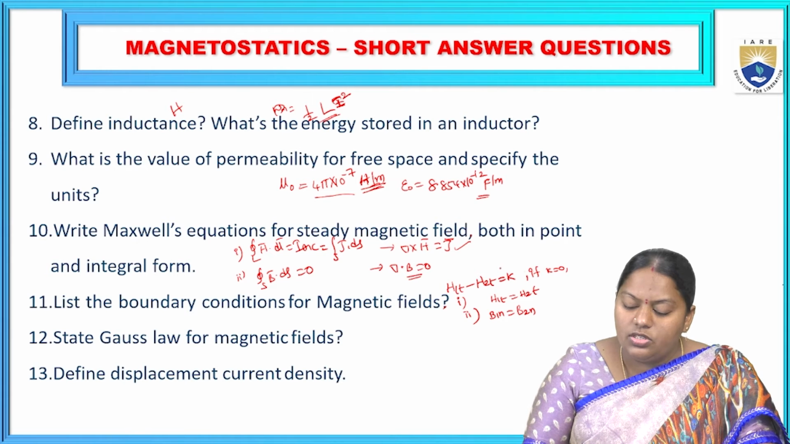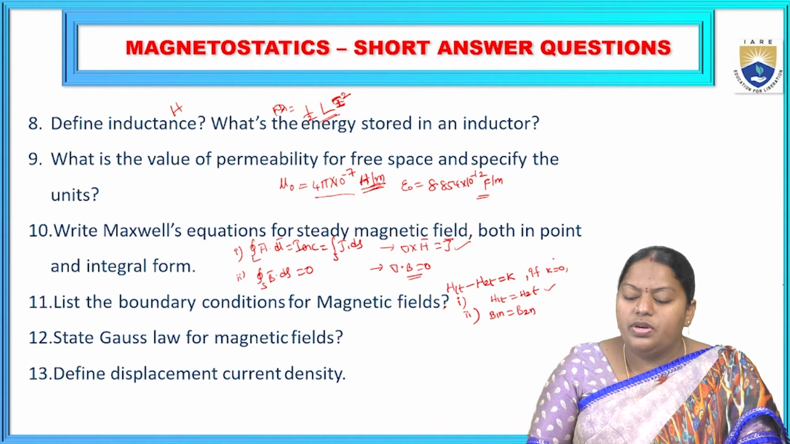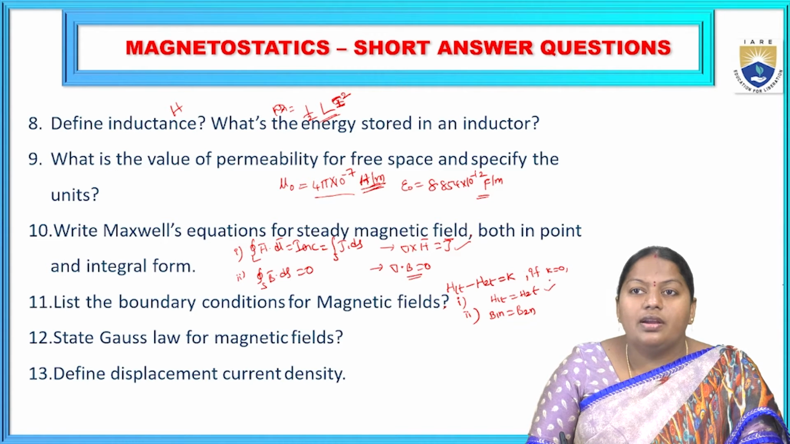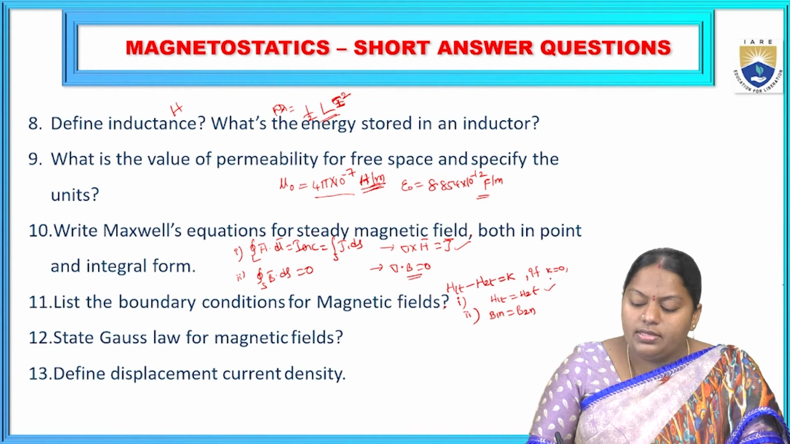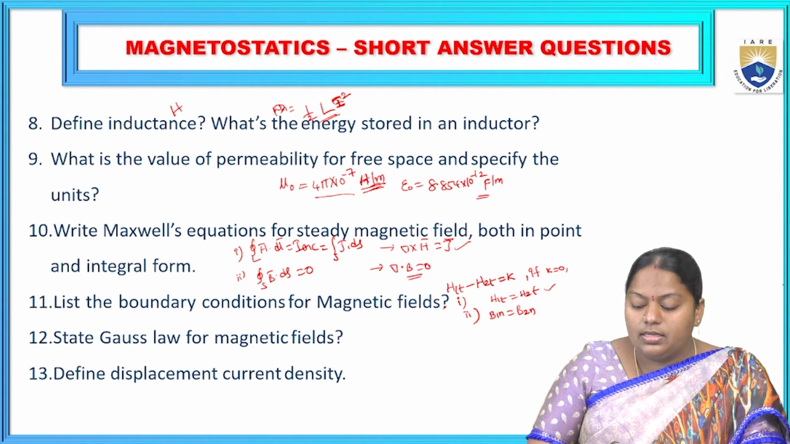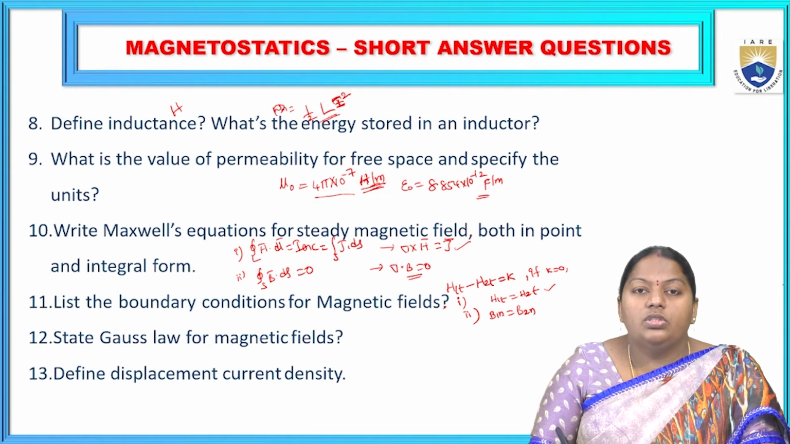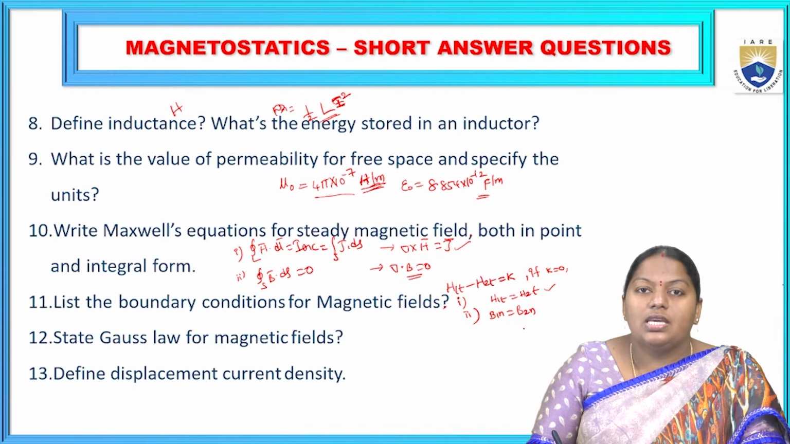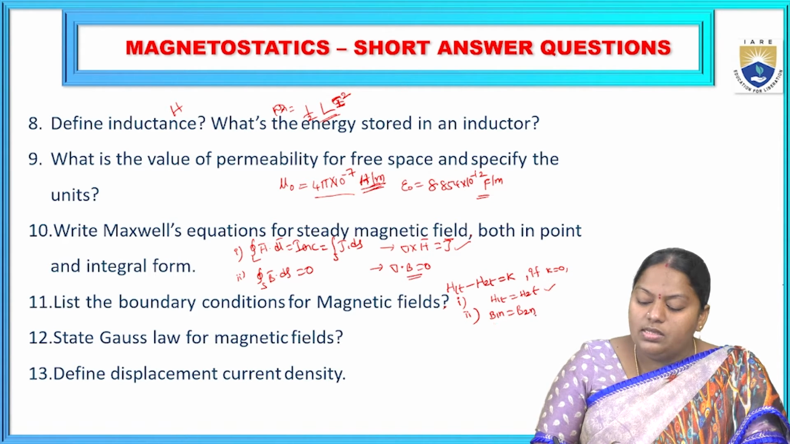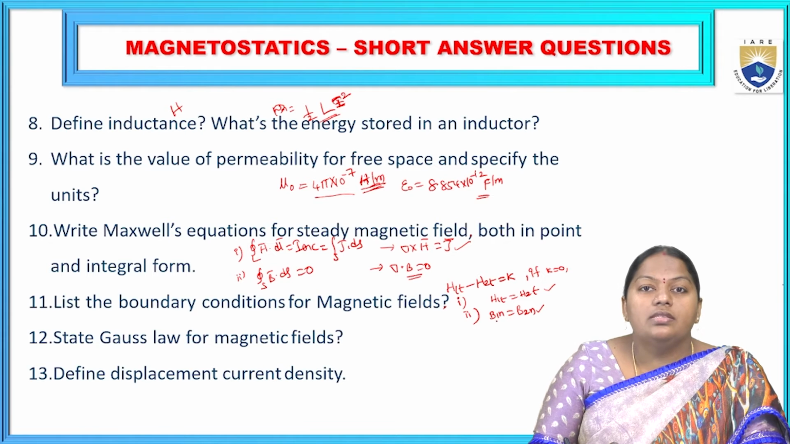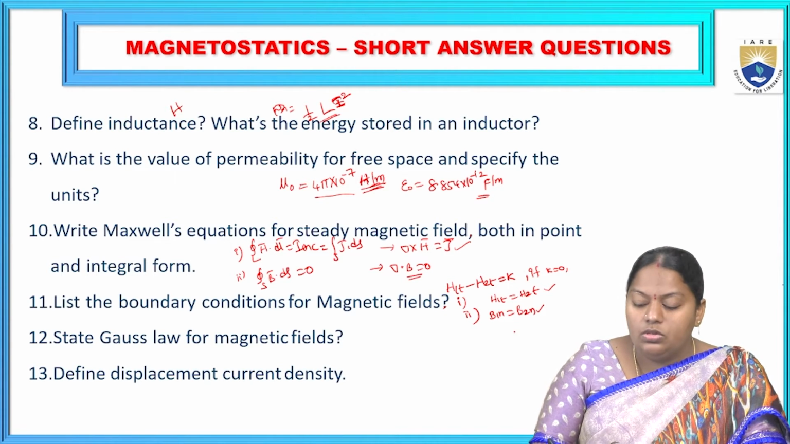Related to the tangential components, we can say that H1t is equal to H2t if K equal to 0, where K is the surface current density. If that surface is free of current density, that is K equal to 0, H1t equal to H2t. In this case, we can say that the tangential components of the magnetic field intensities in medium 1 and medium 2 are continuous across the boundary. Similarly, B1n is equal to B2n means the normal components of the magnetic flux densities of medium 1 and medium 2 are continuous across the boundary.